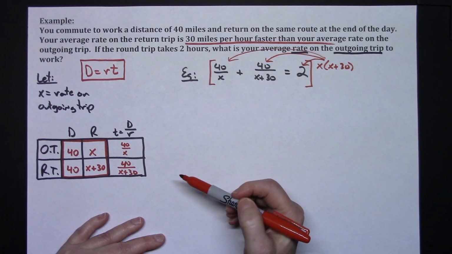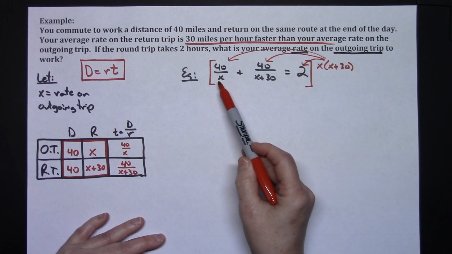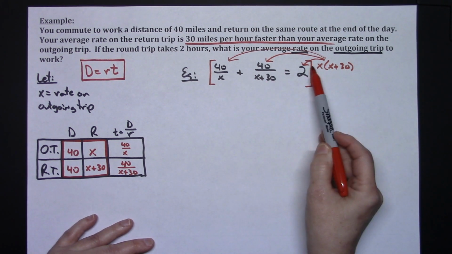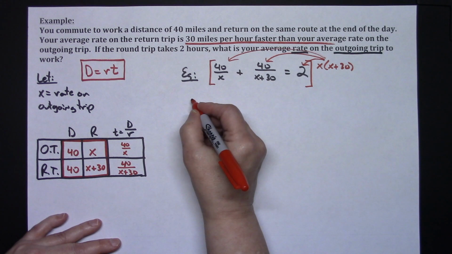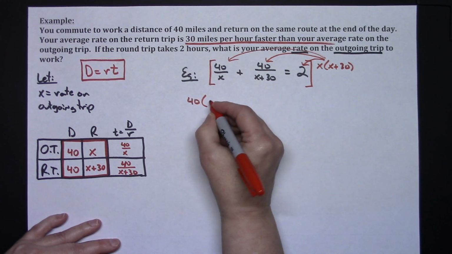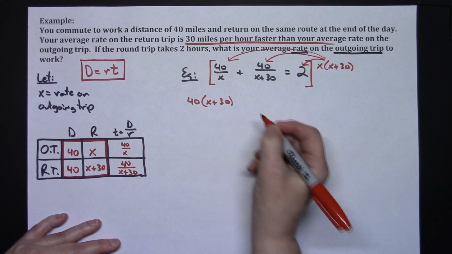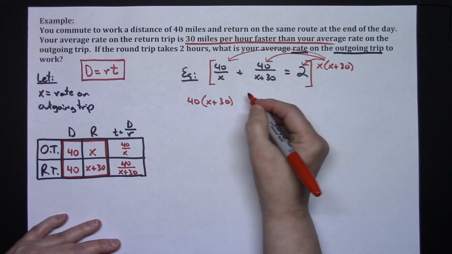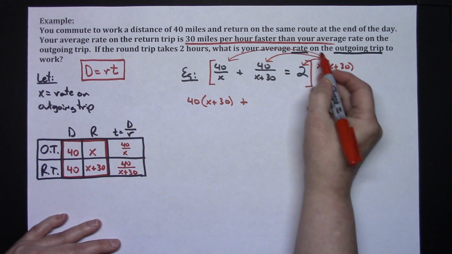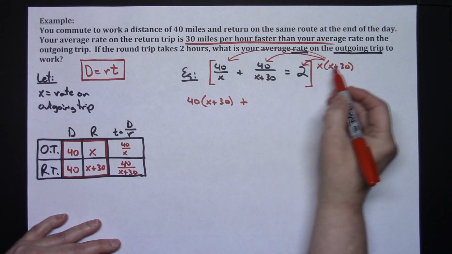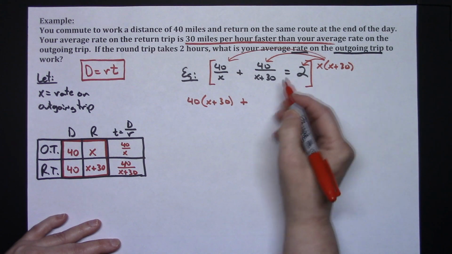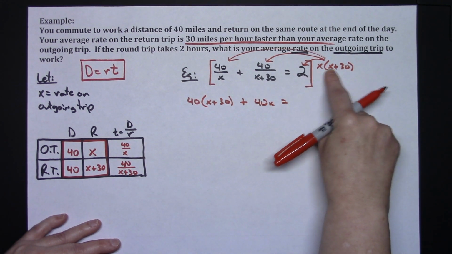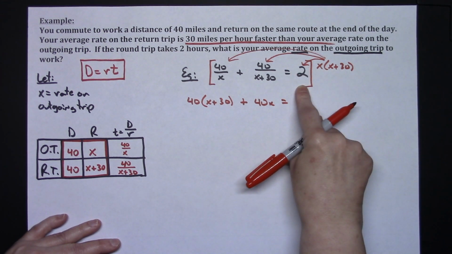Okay, so when I distribute 40 over x times that x plus 30, those two x's are going to cross out, and it's going to leave me with 40 times the x plus 30. When you multiply through by that least common denominator, your fractions should go away. When I distribute to the middle term here, the x plus 30s will cross out, and I will have a 40x. And then when I multiply all of this, nothing's going to cross out. I don't have a fraction here.